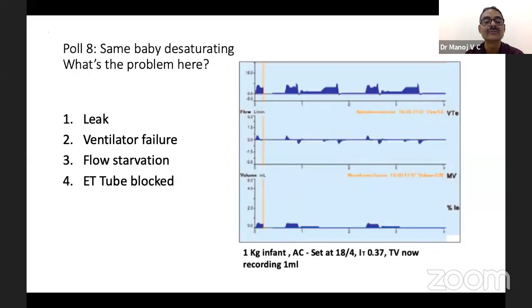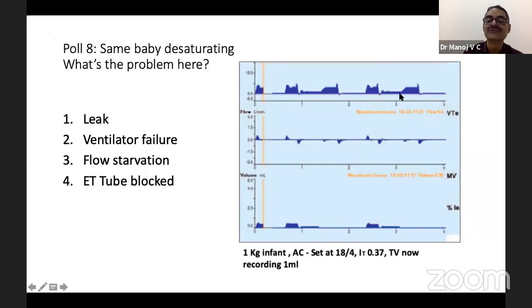Same baby, suppose this was the picture. What is the problem? That is your next poll. Is it leak, or is it ventilator failure, or is it flow starvation, or is it blocked? Great. So I think that means we have really understood the concept very well.